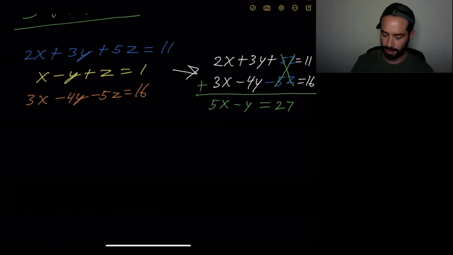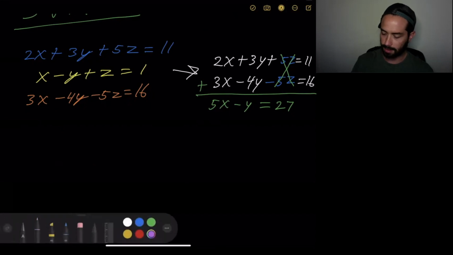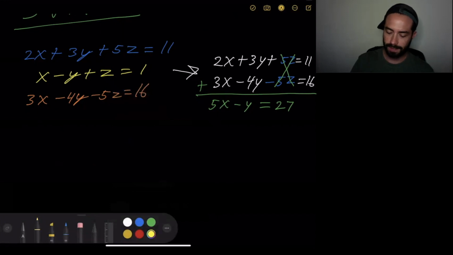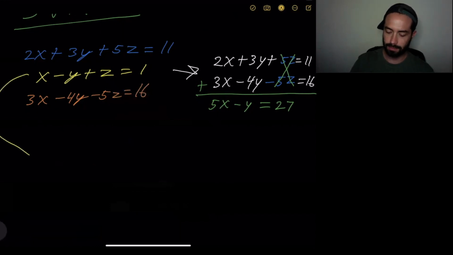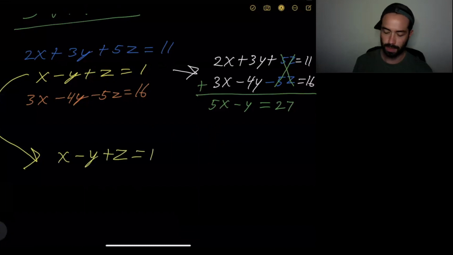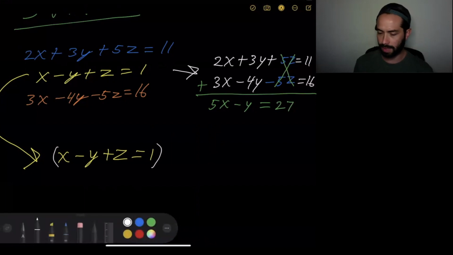So let's take this equation and let's drop it down here. Okay, so we have x minus y plus z equals 1. All right, well, here's what we're going to do. We're going to multiply the entire equation by one thing to balance it out. And what would that one thing be?